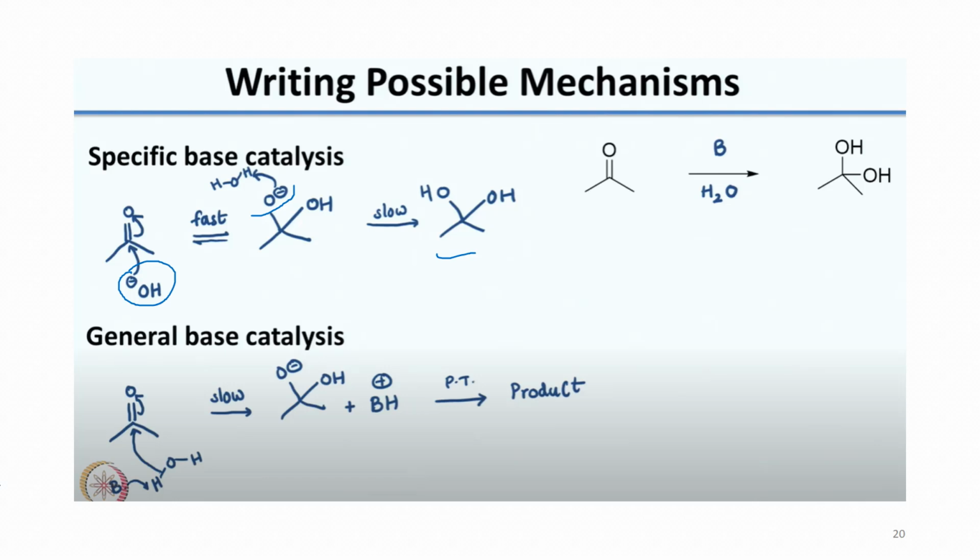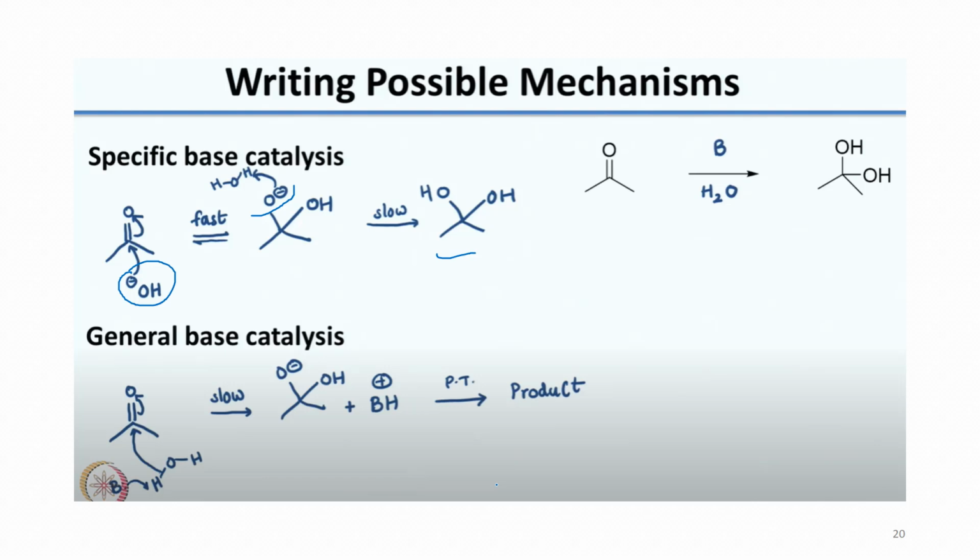But in a general base catalyzed reaction, the base does not get involved in the reaction directly; instead it activates the nucleophile, and this nucleophile attacks the substrate at the rate determining step. After that, through proton transfer, it gives our desired product. Okay, so this is the simple thing.